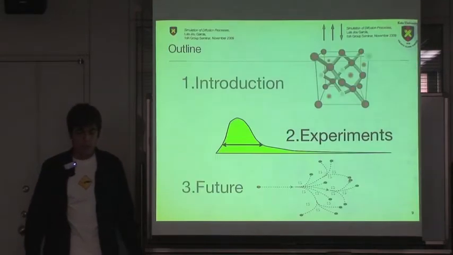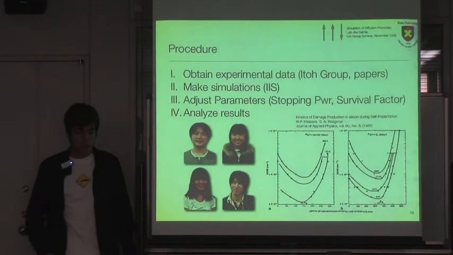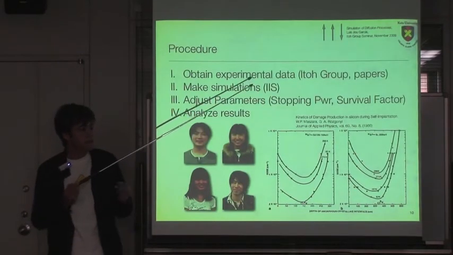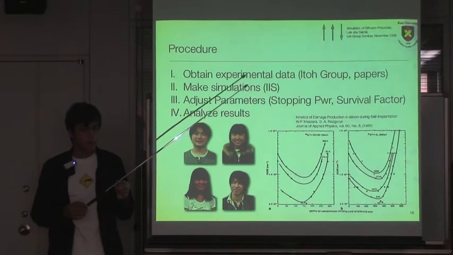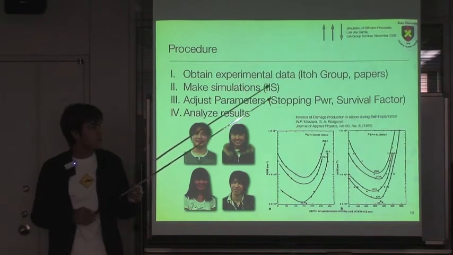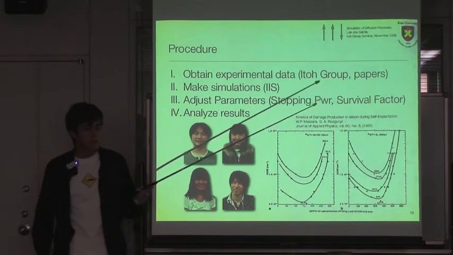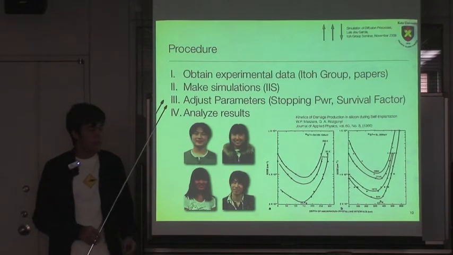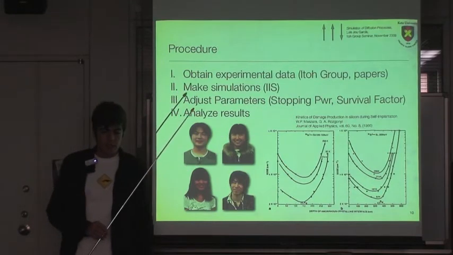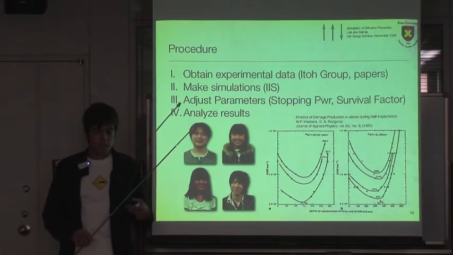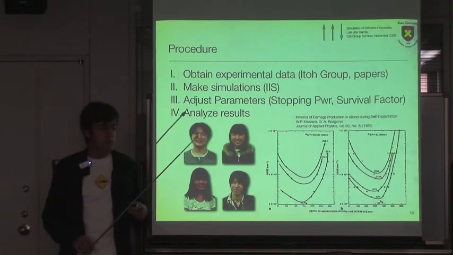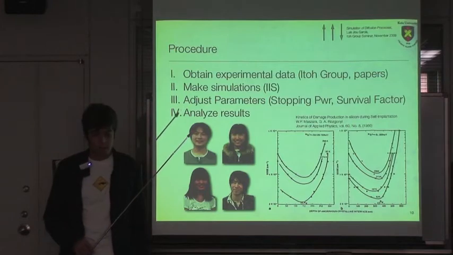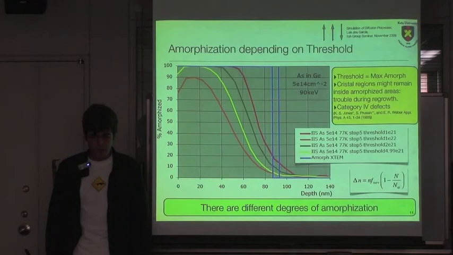So now I'm going to talk about the experiments. My procedure of experiments was obtaining experimental data from this group's members or from some papers, some theory, making simulations, and trying to adjust the parameters of the simulators to fit the experimental data with the simulated one. And finally, analyze the results. And that's what I'm going to show you now.